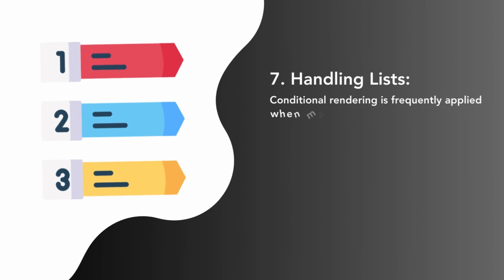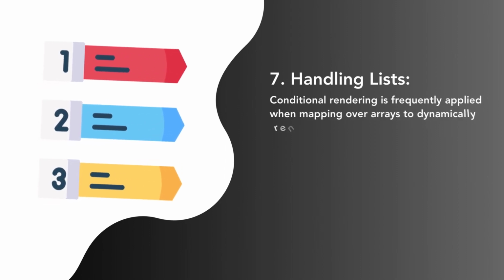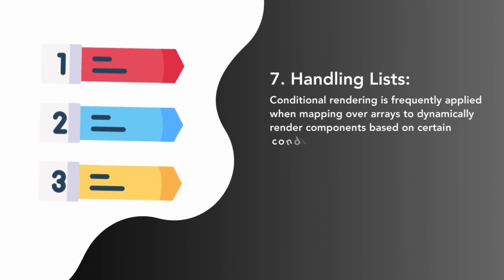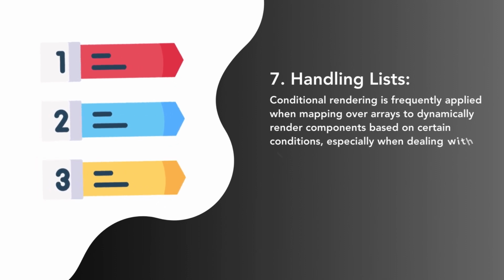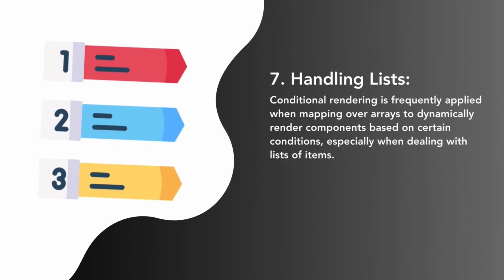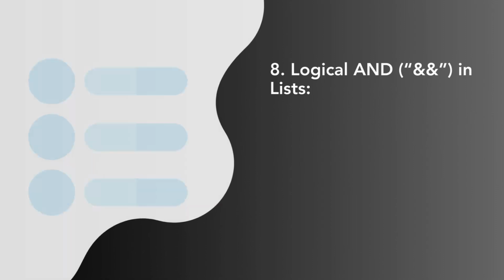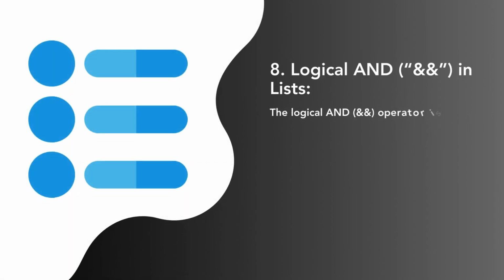Handling lists. Conditional rendering is frequently applied when mapping over arrays to dynamically render components based on certain conditions, especially when dealing with lists of items.